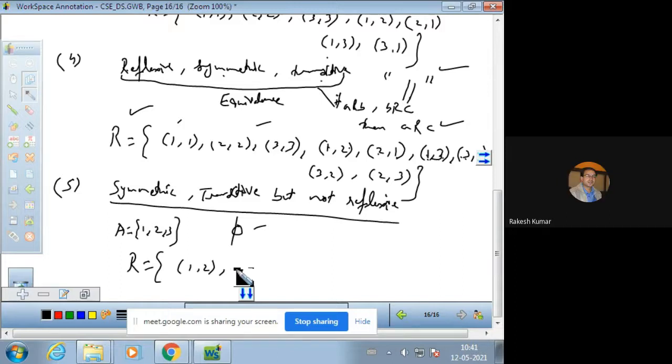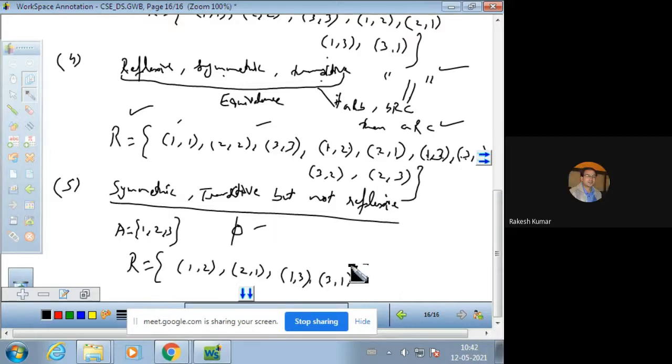(1,2) is there, and suppose I take (2,1) should be there for symmetric. Similarly, (1,3) is there, and (3,1) is there, (3,2) is there, and (2,3) is there. So we have to remove one of these. So suppose I remove this one.